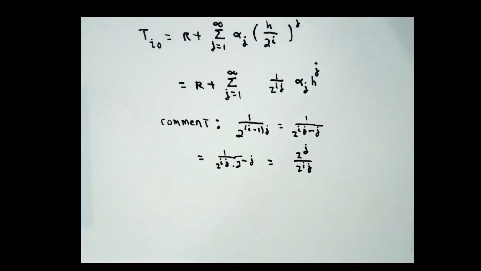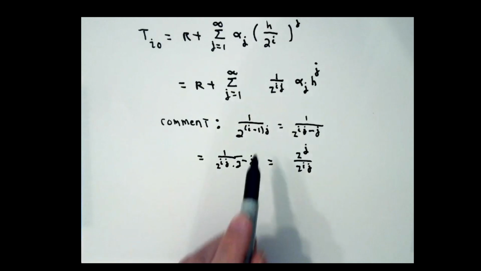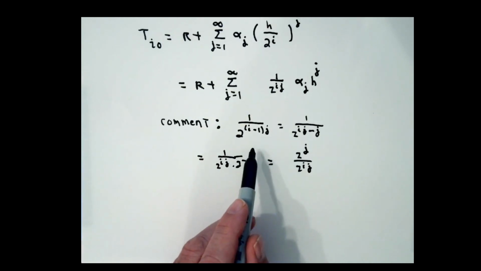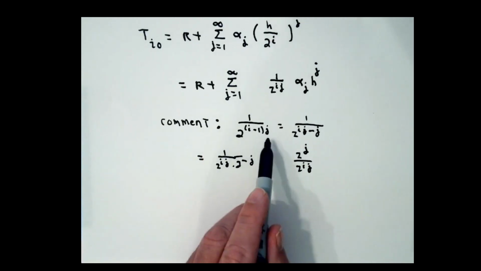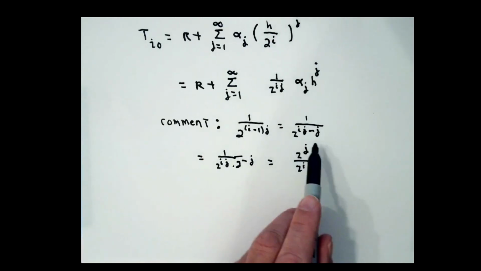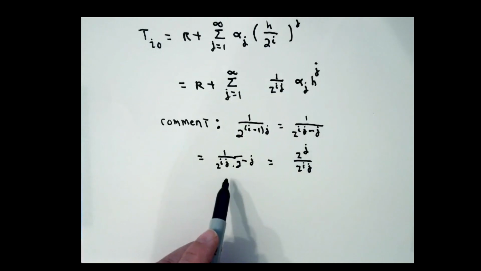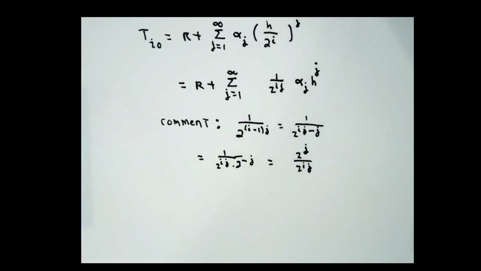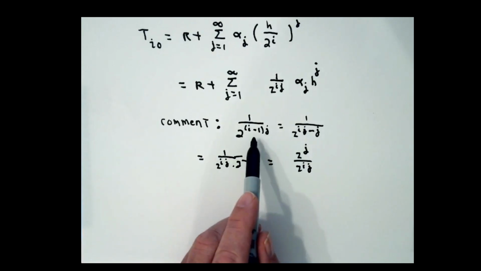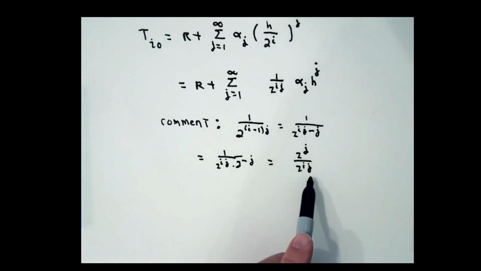In view of what I'm about to do, it's convenient to make a comment. If I look at 1 divided by 2 raised to the power i minus 1 multiplied by j, I can write it that way, I can write it that way, and 1 over 2 to the negative j power is 2 raised to the j power. So anytime I have an expression that looks like that, I'm going to feel free to just write it this way.